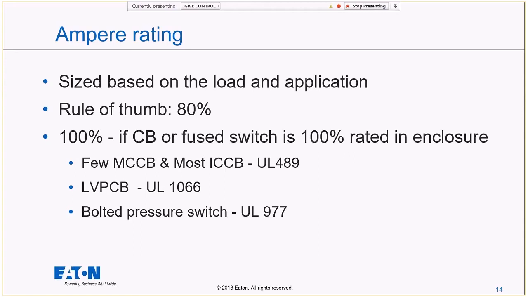Why would I use a 100% rated device? Typically, this is in order to save space. Say I need to protect for 425 amps. That would need a 600 amp frame breaker. But sometimes I can use a 100% rated 400 amp breaker, which is going to be a lot smaller than that 600 amp frame. And that's why I use the 100% rated devices.